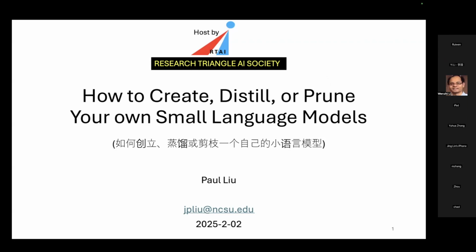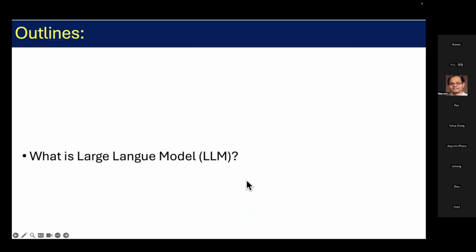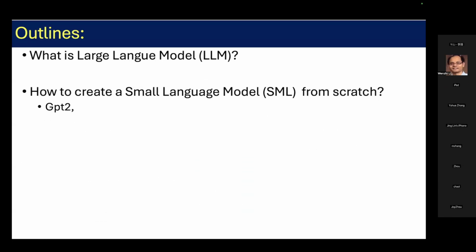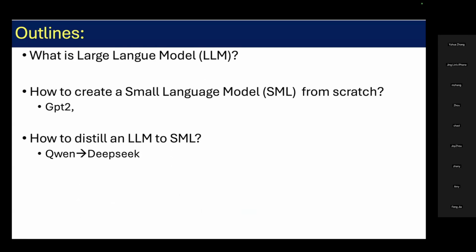Okay, today, again, the topic is how to create, distill, and prune your own small language models. My name is Paul Liu from NC State. The outline of today is we will talk about what is the large language model, and then we will see how to create a small language model from scratch, for example, a GPT-2 level, that kind of small model, and how to distill a large language model to a smaller one. Particularly, I will give a sample case, how to go from Qwen to DeepSeek. This is a popular one.